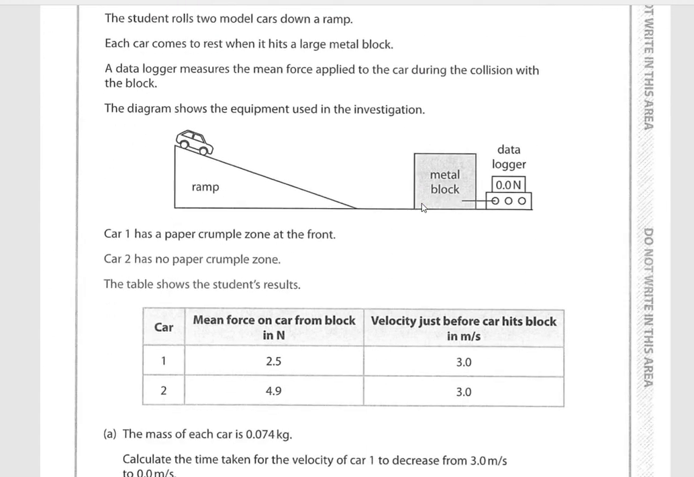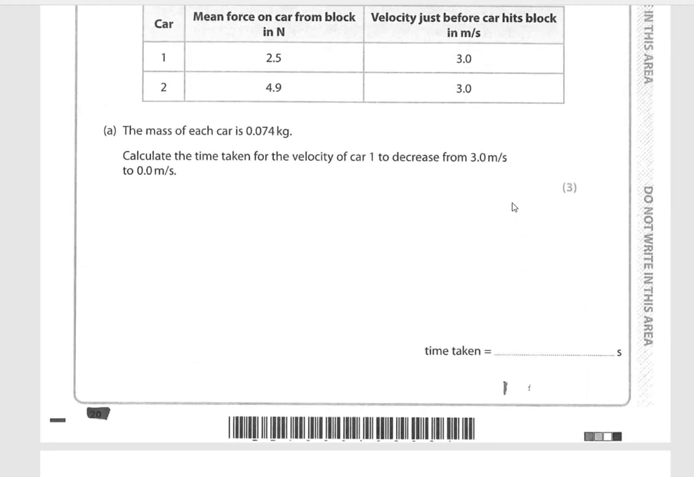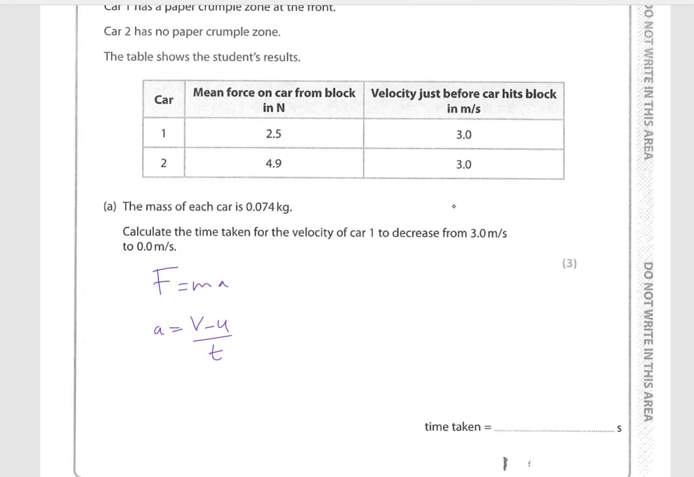Good. Now this is a good question here. All you have to do is use the equation F equals ma, a equals change in velocity over time. Now what are we looking for? We're looking for the time. We know the mass of the car. We need to work out the time for the velocity of car 1, which is here. It decreases from this to this.